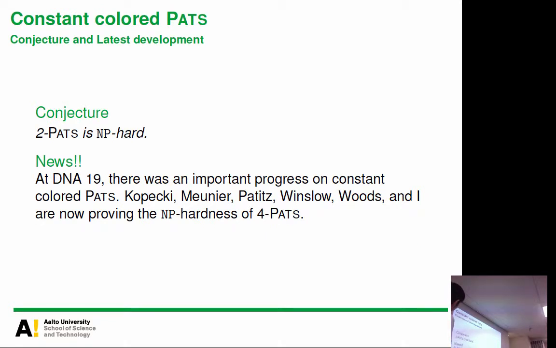The conjecture is that even the 2-color case is NP-hard. That's a conjecture. And the news is that recently we had a conference, DNA, in Arizona. There, some people figured out a promising approach to NP-hardness for the 4-color pattern assembly. So we are not so far anymore from the conjecture, but it's still just a promising approach. If you are interested, I can talk about some ideas later.